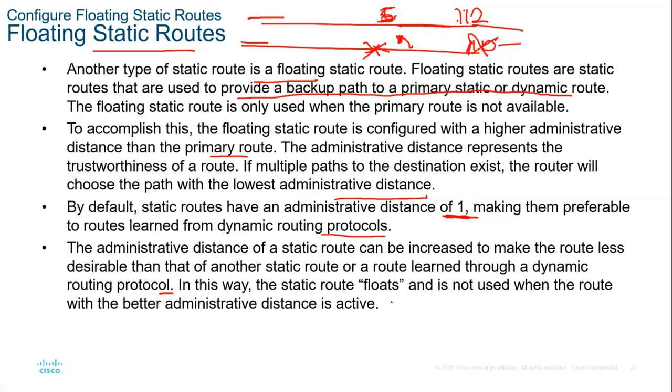So in this way, the static route floats. You know the meaning of floating: something keeps on floating, waiting. It won't sink, it is just there. So the route won't be used, but it is just there, waiting, and is not used when the route with better administrative distance is active. So for the floating route, once you increase this to 120, 112, then automatically the one of 110 is the one to be used.